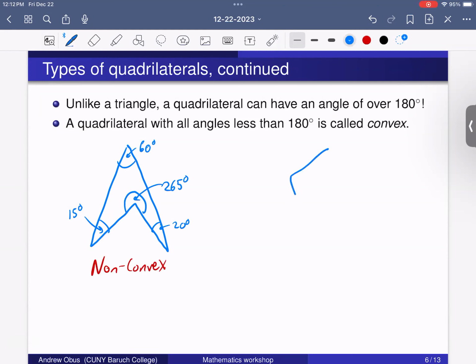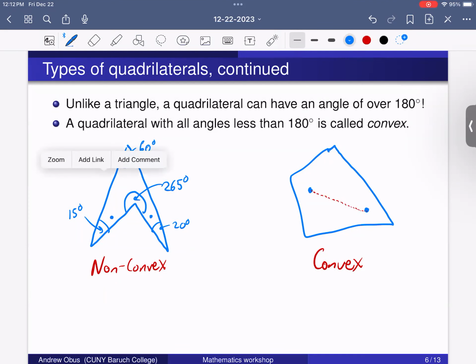If you have a more standard quadrilateral, something that looks like this, would be called convex because every angle here is less than 180 degrees. What convex really means is that if I take any 2 points inside the quadrilateral, I can connect them with a line that stays completely inside the quadrilateral. Whereas over here, if I take this point and I try to connect them with a line, then that line is going to go outside the quadrilateral. So convex in general in geometry means that if you have any 2 points inside and you connect them with a line, that line stays inside the shape. Okay, that's what convex means.